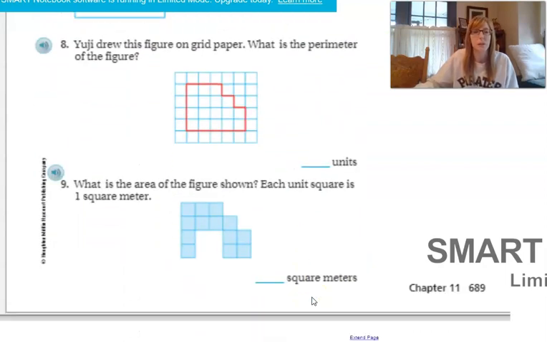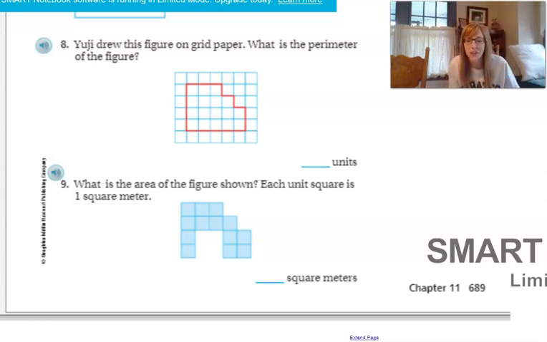All right, so we're going to keep on going down. Pause the video and see if you can figure out, Yuli drew this figure on grid paper. What is the perimeter of the figure? And then what is the area of the figure? Go ahead and do that.